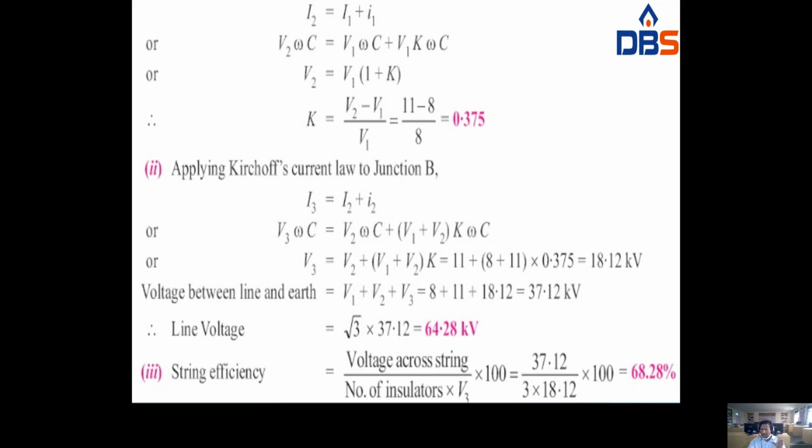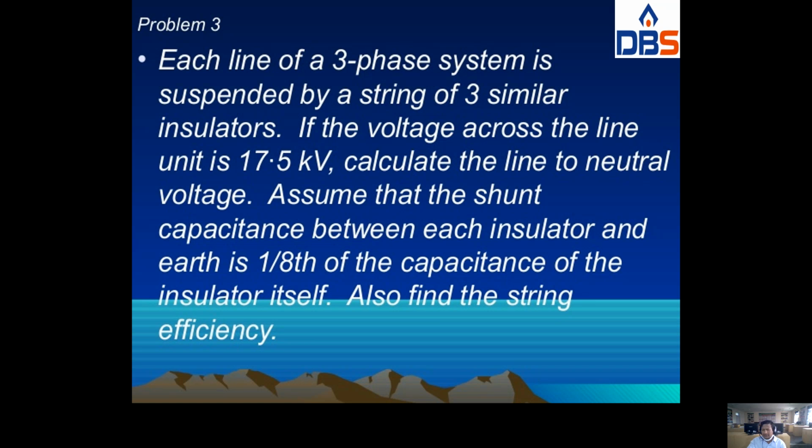So please observe the problems. First problem, they given K value and then you have to determine V1, V2, V3 individually, then string efficiency. But coming to the second problem, they given V1, V2 values, they don't given K value. So by using that V1, V2 values, we have to determine K value, then determine V3, then determine total voltage across the string in phase values and line values, and lastly, we have to determine the string efficiency. Very easy problems. So please look at the problems clearly.